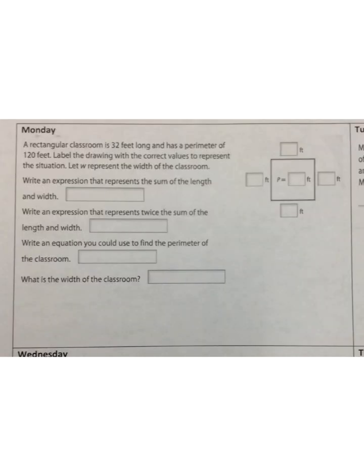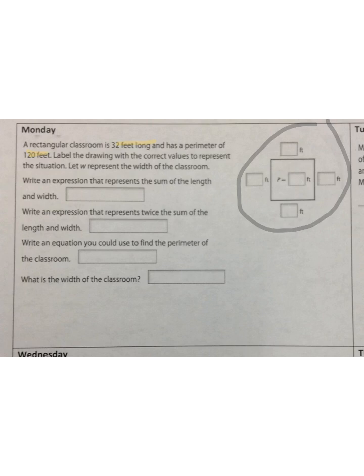Monday. A rectangular classroom is 32 feet long and has a perimeter of 120 feet. Label the drawing with the correct values to represent the situation. Let W represent the width of the classroom. So what I would suggest first is if you go over to this figure and fill in the information that you were given with the 32 feet long and the perimeter of 120. And then you will be prompted to enter your answer for each of the following questions.